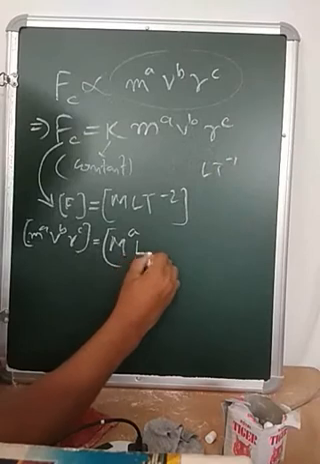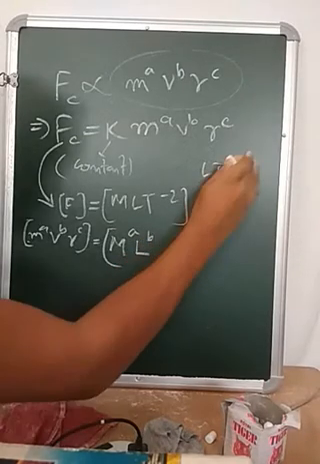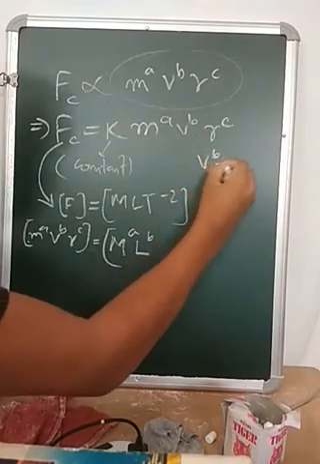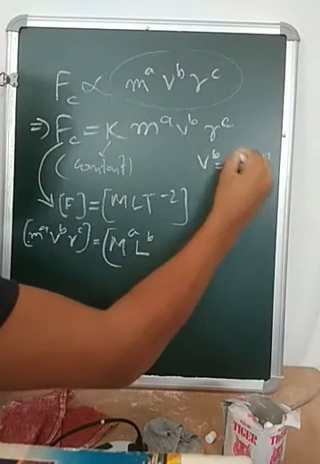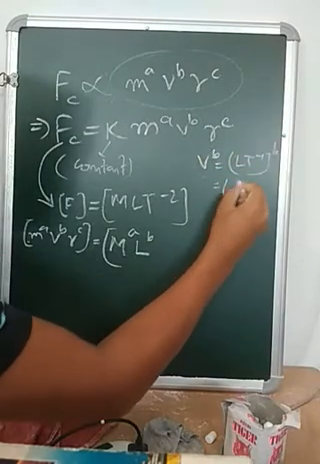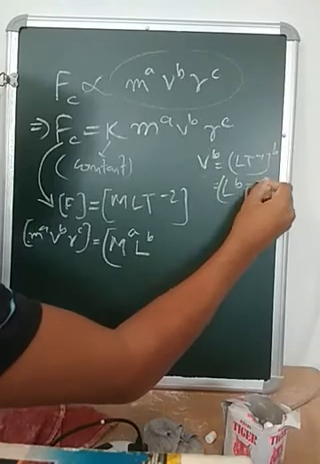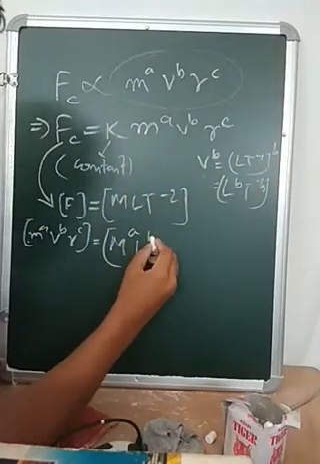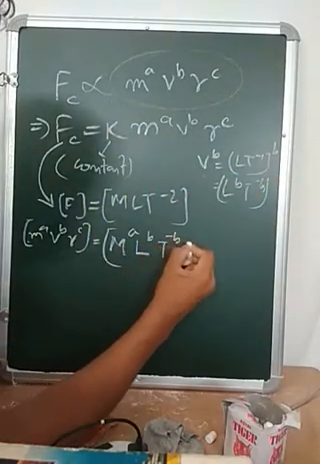So we write L to the power b. So L to the v. So v to the power b will be how much? (L/T) to the power b, so L to the power b into T to the power minus b. Okay. So how we get L to the power b, T to the power minus b.